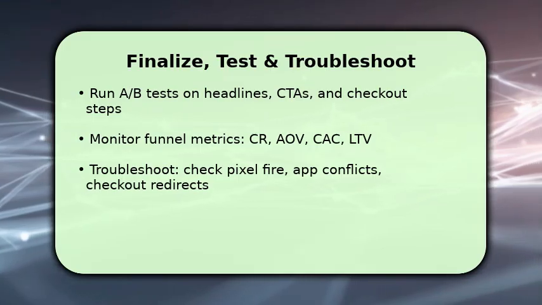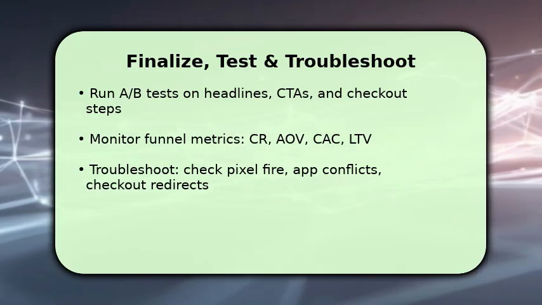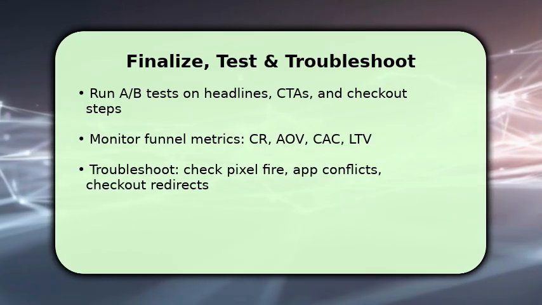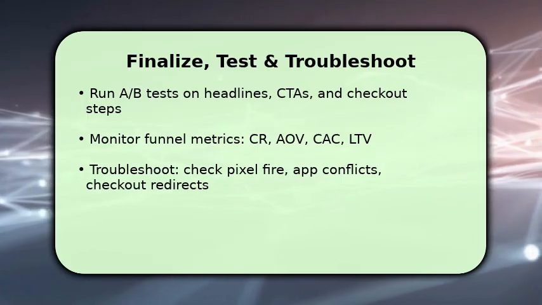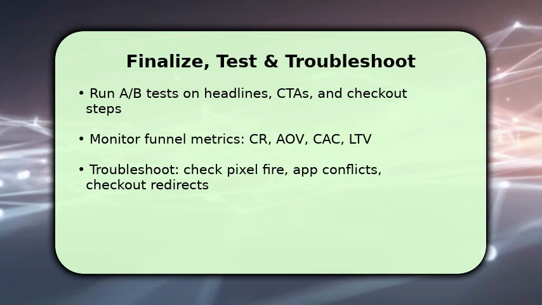If things go wrong, the most common fix is tracking or app conflict. Verify pixel firing, disable new apps one at a time, and confirm checkout redirect rules. Keep iterations small. Each test should target a single hypothesis, so you learn fast.